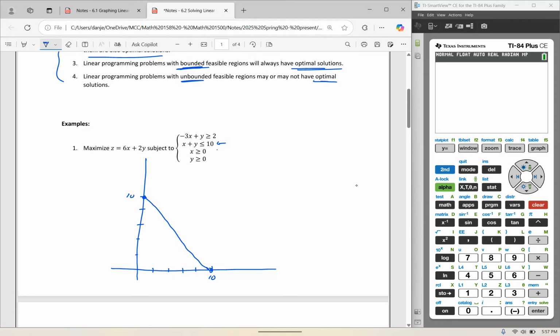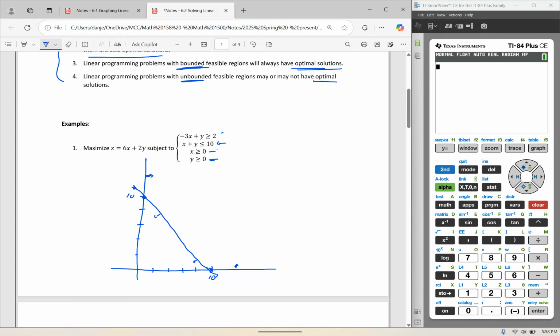Now notice I did not go too far past the x or the y axis because we also know x is greater than or equal to 0, so we're going to be to the right of the y-axis. Y is greater than or equal to 0, so we're going to be above the x-axis. X plus y is less than or equal to 10, so we know we're shading below that line.